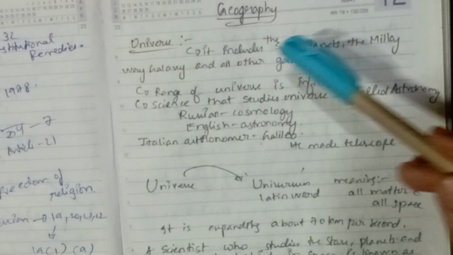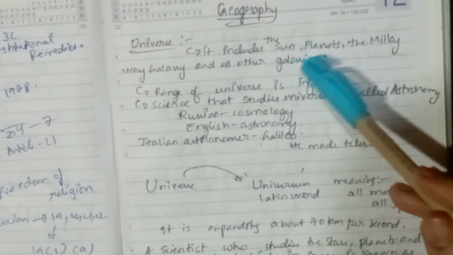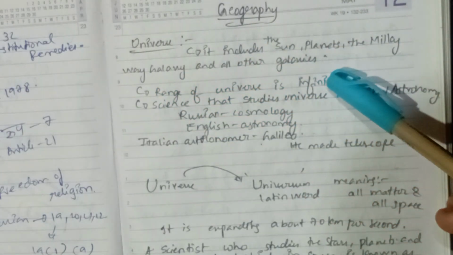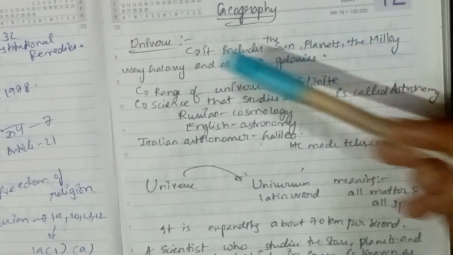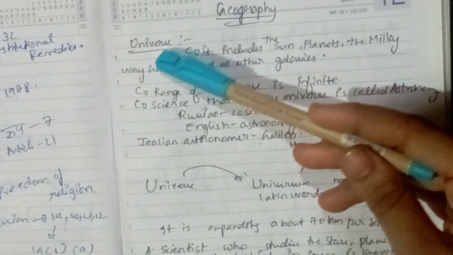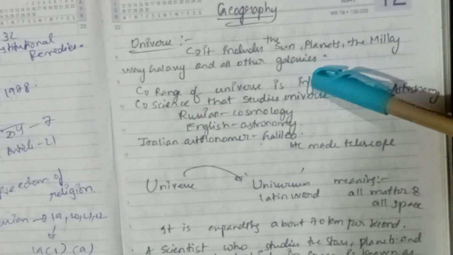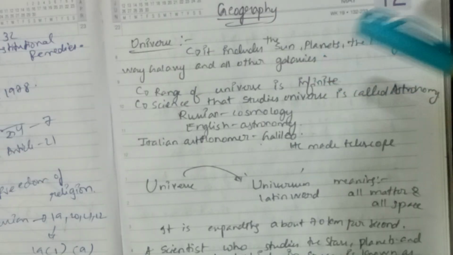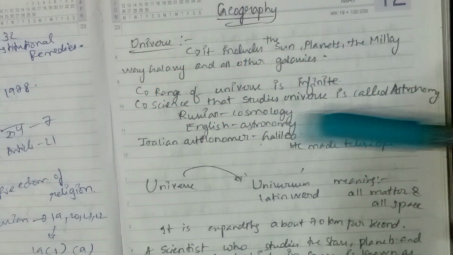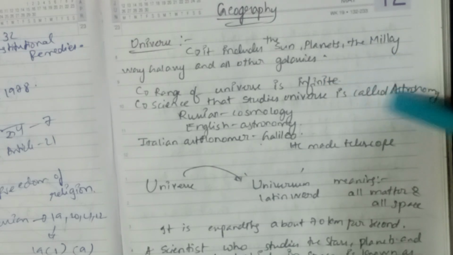Universe includes the sun, the planets, the Milky Way galaxy and all other galaxies. These all come under our universe, or we can simply say that these all form our universe. Range of universe is infinite. It cannot be defined. So, the science that studies universe is called astronomy.